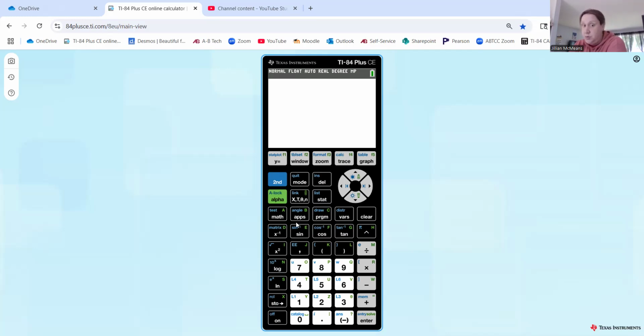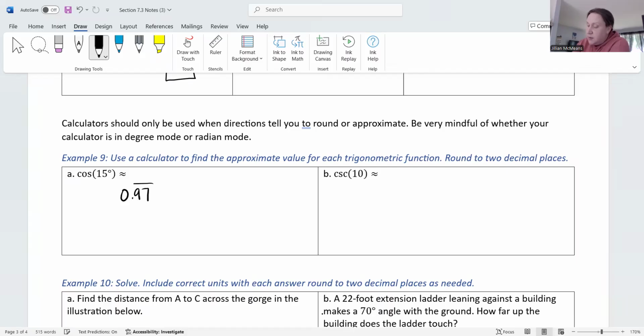So now I want to hit cosine. So you can see we have these 3 trig buttons. So above the number buttons, we have a comma, and then we have parentheses. Above that, we have our 3 main trig functions. So cosine of 15 degrees, hit enter. And we wanted to round this to 2 decimal places. So we would round this to 0.97. Okay. So cosine of 15 degrees is approximately 0.97.